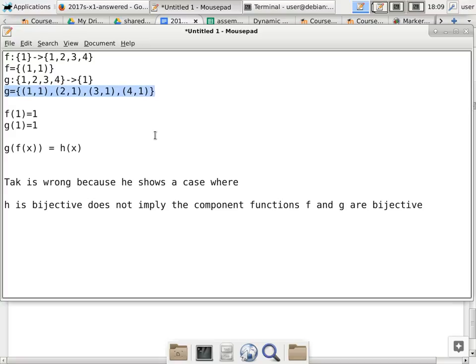Very good. Okay, so in this case, H itself is bijective, but the component functions f and g are not bijective. So we have a problem because this direction does not work. Okay, so that means this part cannot be proven. You cannot prove that. And I did not ask you to comment and say why you think this part cannot be proven.